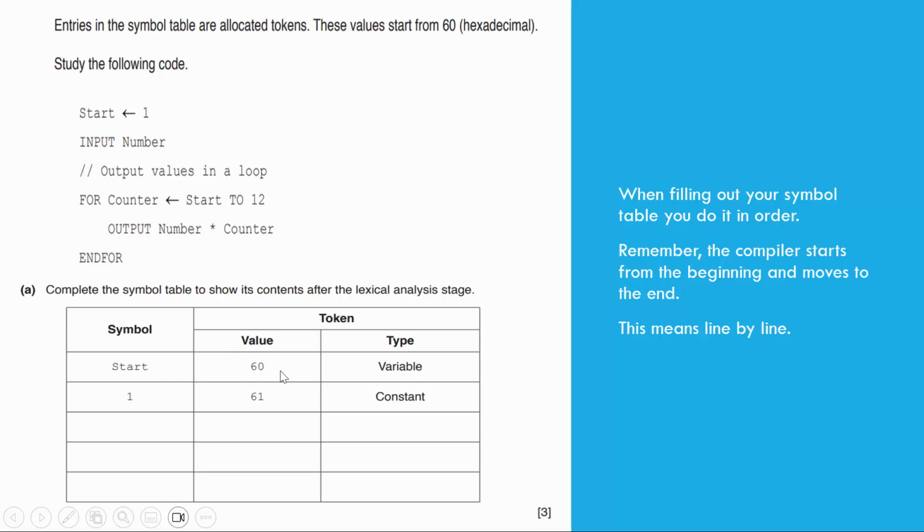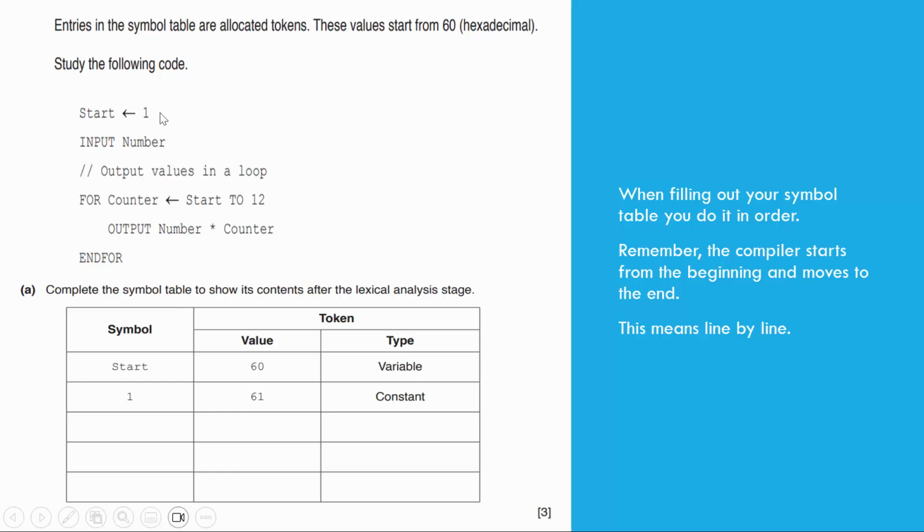Has a token value of 60 as well as the type. That's a variable. All this is done by the lexer. Then we look for the arrow. The arrow is recognized in the keyword table. Therefore, it doesn't get added to the symbol table.